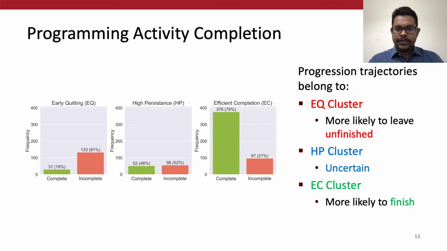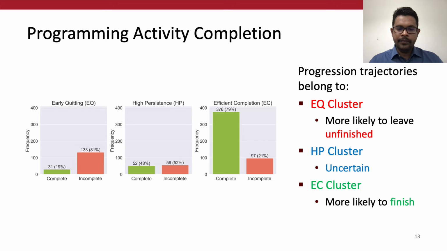First, we looked into the completion rate in each of the 3 clusters. See that about 81% of progression trajectories in the early quitting cluster never finished their programming activities. In the high persistence cluster, there are almost equal numbers of completed and incomplete programming activities. Finally, in the EC cluster, 79% of the progression trajectories successfully completed their programming activities.